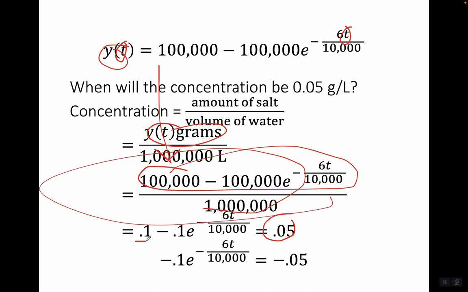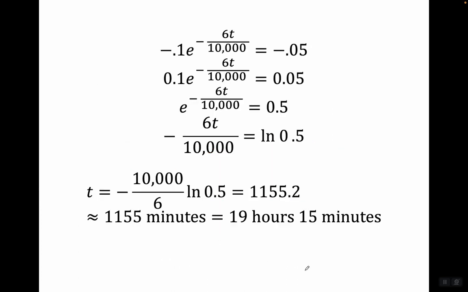Let's subtract 0.1 from both sides. We end up with this: negative 0.1 e to the negative 60t over 10,000 equals negative 0.05. So this is what we've got. Next step, let's multiply both sides by negative 1. Don't want those negative signs. And we end up with this. Let's divide both sides by 0.1. We have e to the negative 60t over 10,000 equals 0.5.